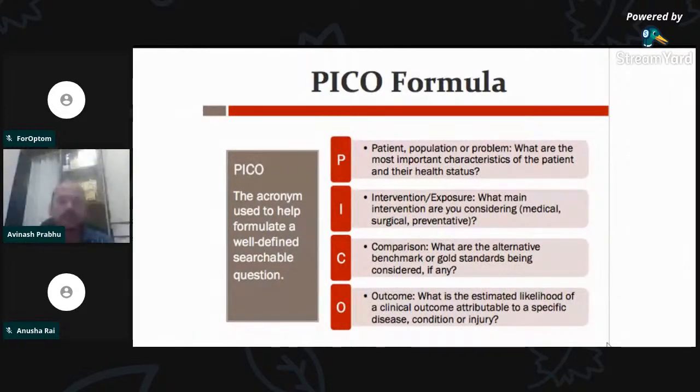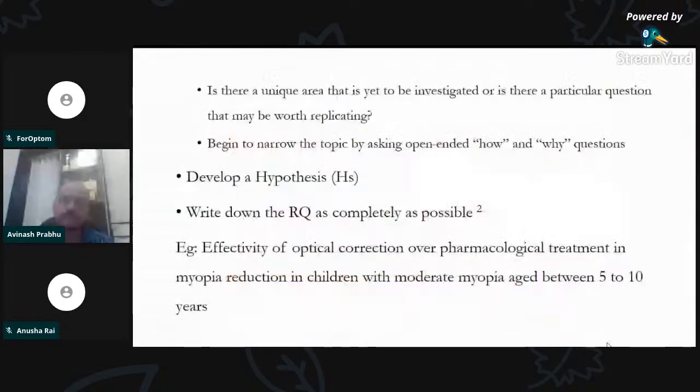The patient aspect, the population or the problem aspect, should be defined. The intervention should be defined there. The comparison group should be put up, and the outcome also should be put up. If you see the previous question which I had put up: effectivity of optical correction or pharmacological treatment in myopia reduction in children with moderate myopia, age between 5 to 10. Here, what is P, the population? The population is children with moderate myopia, age between 5 to 10 years.